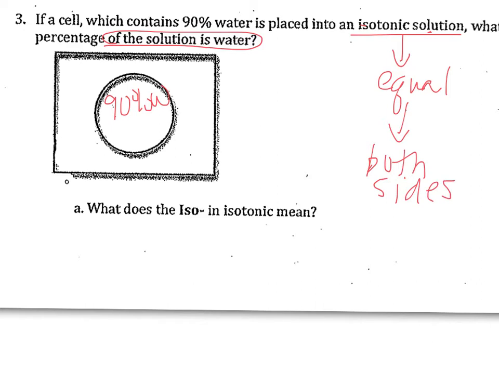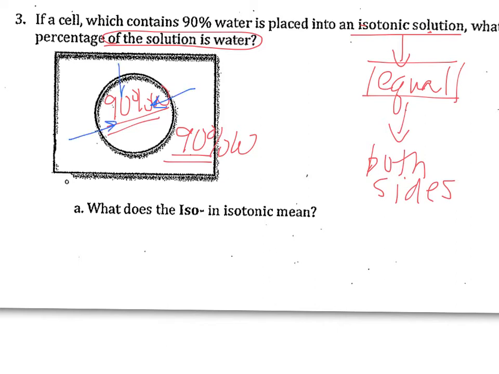So people always want to think equal means 50%, okay, the concentration of water. But if water is 90% inside the cell, the way that it's going to be equal is that it's going to be 90% outside. Therefore, water in this particular cell is going to move out and in at equal rates. And the size of the cell is not going to change at all.